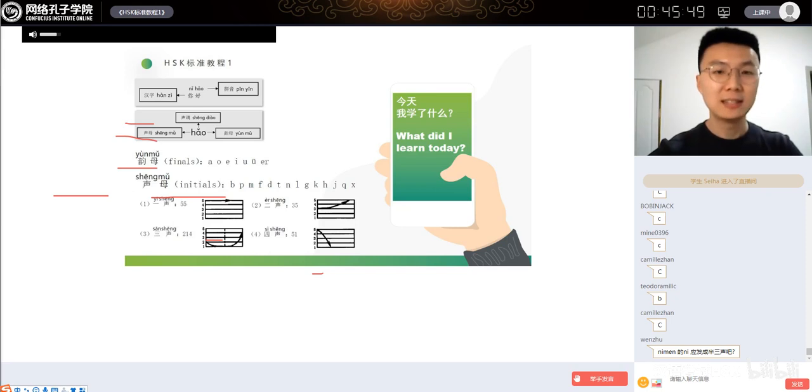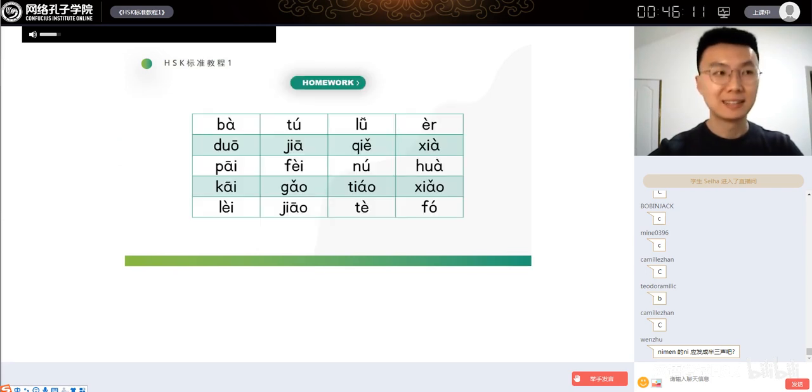And we also know there are 4 tones in Chinese: 一声 the first tone, 二声 the second tone, 三声 the third tone, and 四声 the fourth tone. If there are 2 third tones, the first third tone we should change into the second tone. Okay, these are what we learned today. Can I give you some homework? Please try to read all these syllables as your homework. I will check it next time.